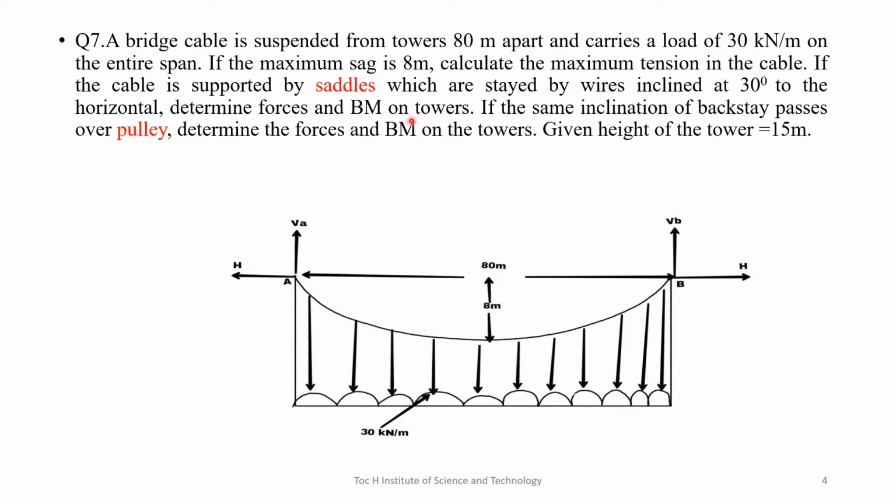Determine the forces and bending moment on the towers if the same inclination of backstay passes over a pulley. Okay, you have to take the angle while it is passing through the pulley also as 30 degrees. Determine the forces and bending moment on the towers, given the height of the tower is equal to 15 meters. Okay, so here you can see the cable which is supported at A and B. So the reactions are horizontal thrust H and VA, and here it is H and VB, and the UDL is of intensity 30 kilonewton per meter, and here you can also see the dip or sag as 8 meters.